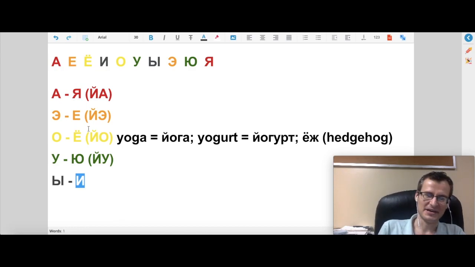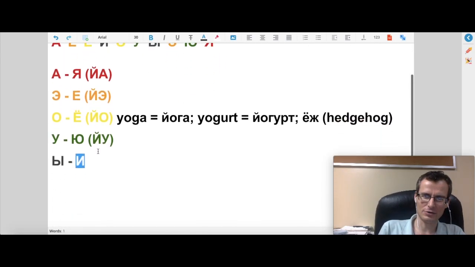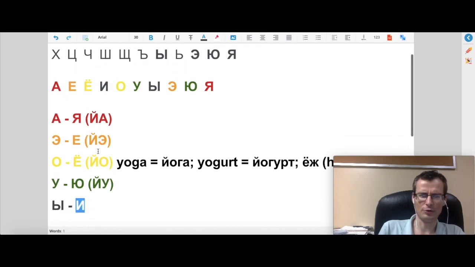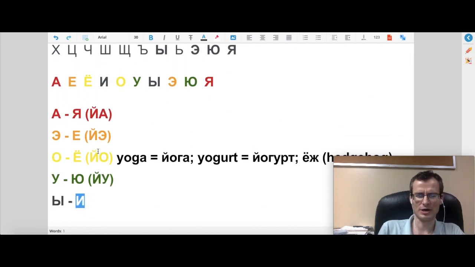Cliffhanger. But yeah, this is it, guys, with a vowel overview. So I hope you have a better understanding of the Russian vowels right now.